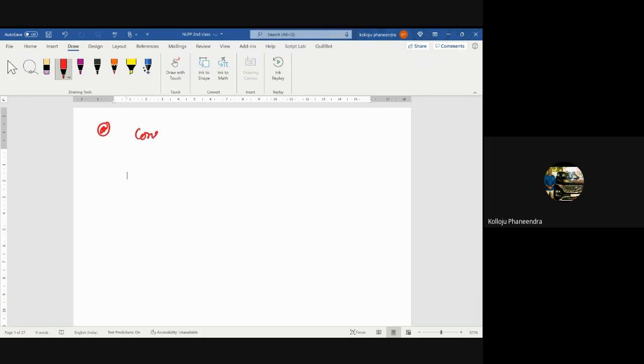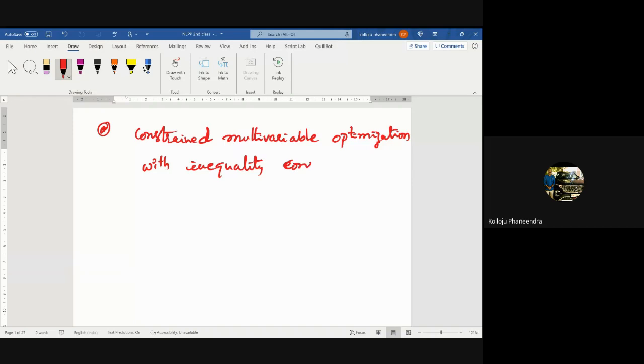The heading is constrained multivariable optimization. Multivariable optimization with inequality constraints. Whenever equality constraints are there, we apply Lagrange's multipliers method. Now, to solve the NLPP with inequality type constraints, maybe less than or equal to or greater than or equal to type constraints, the method is named the Kuhn-Tucker method, Kuhn-Tucker conditions.